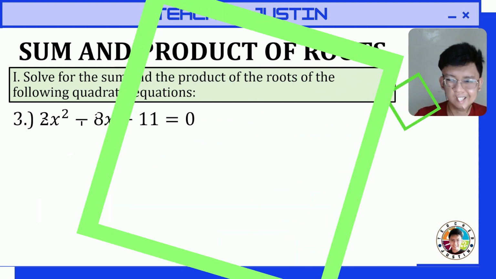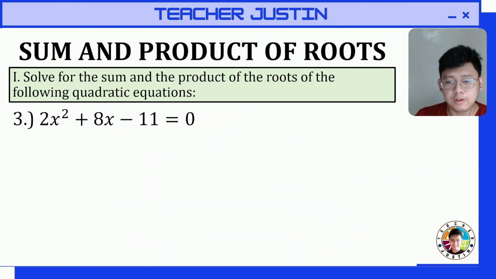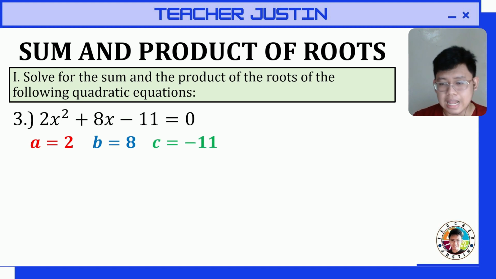Tada! Alright. Let's solve for the sum and product of the roots of this quadratic equation, 2x squared plus 8x minus 11 is equal to 0. So, in finding the sum and product of the roots, our first step is to make sure that our quadratic equation is written in standard form. So, since nakasulat na siya in standard form, our next step will be identifying the values of a, b, and c. So, the values of a is 2, b is 8, and c is negative 11.